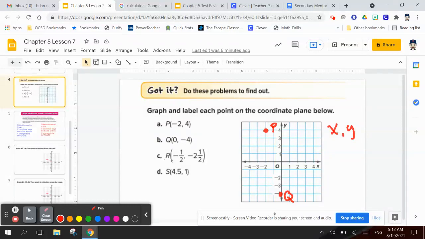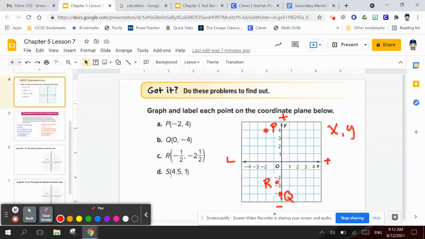Letter C, R is (-1/2, -2 1/2). So I start here at 0. Negatives are this way, positives are this way. For y, positives are up, negatives are down. I go over 1/2, that's halfway between 0 and 1. And then I need to go down 2 1/2. So I go down 1, 2, and 1/2. It's going to be right in the middle of that square, and I'm going to label it R.